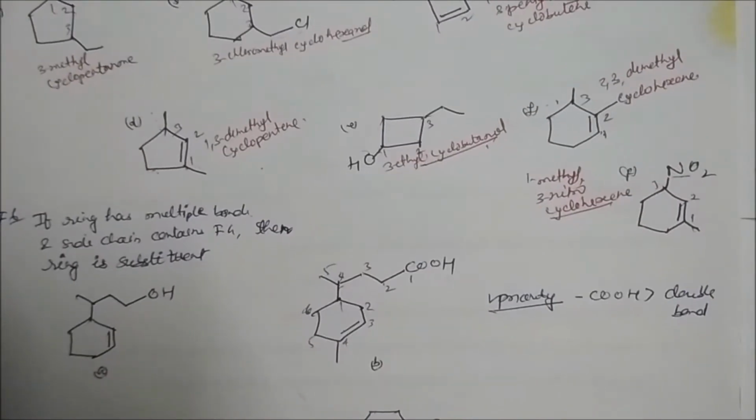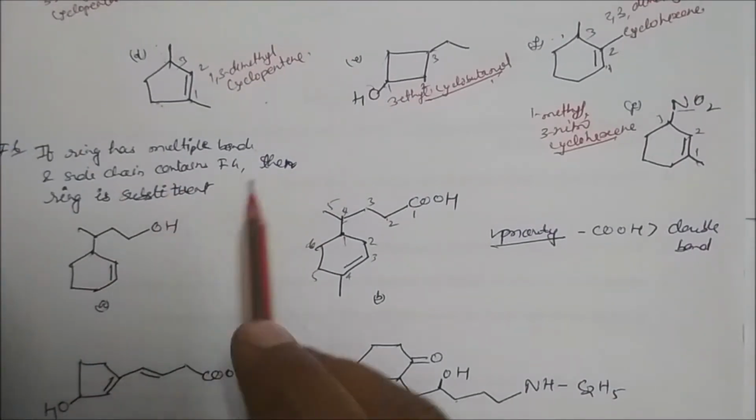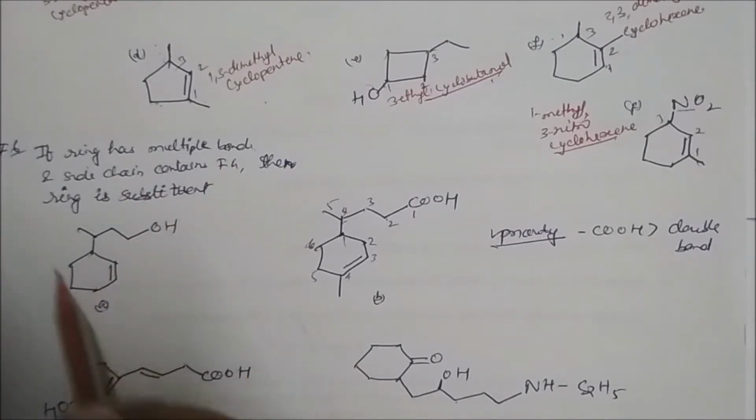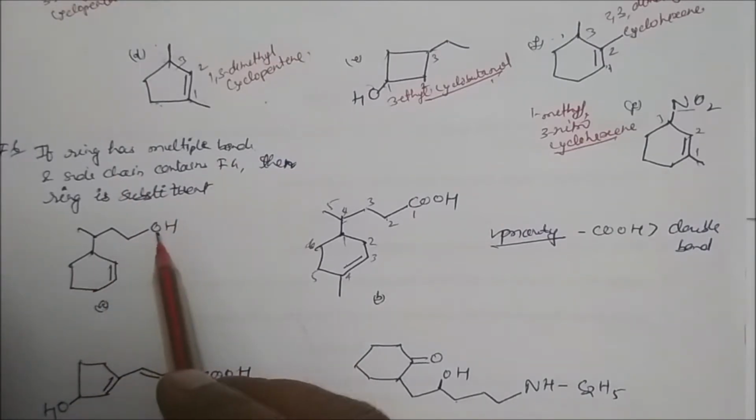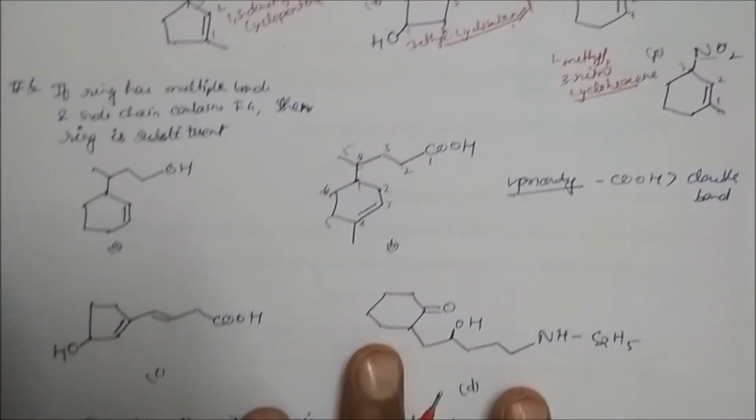Now if the ring has multiple bonds and the side chain consists of a functional group, that is rule number 6, then the ring is a substituent. So the ring also has multiple bonds and the side chain also contains a functional group. Then the ring is a substituent. Let us see these questions.